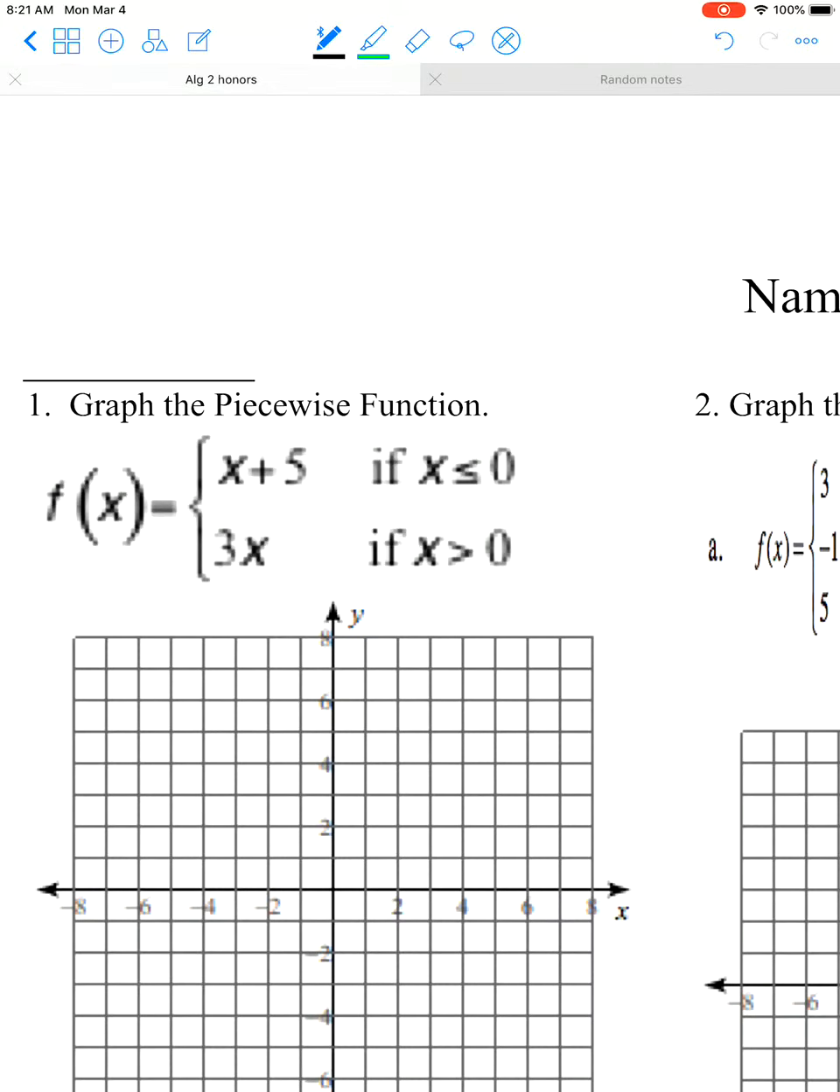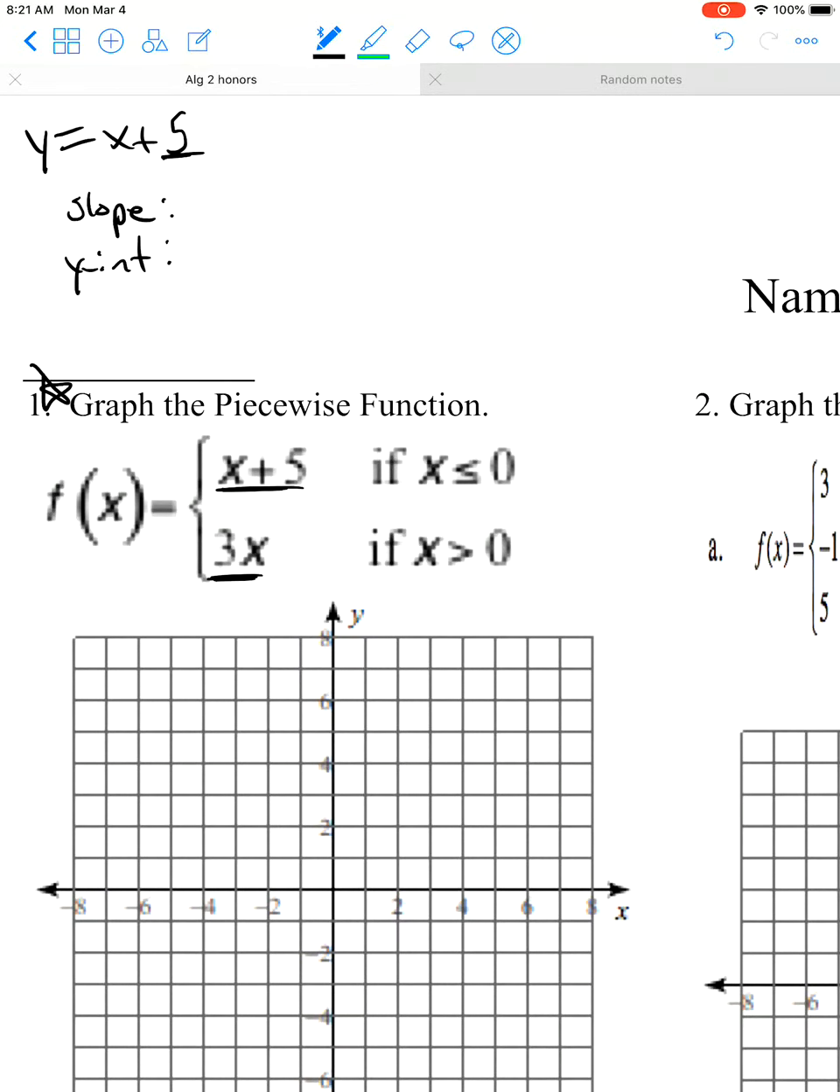Here we go. So I'm looking at this first one right here. It says graph the piecewise function. Okay, so we have this part that says x plus 5 and this part that says 3x. So really, I'm going to graph the equation y equals x plus 5. And I'm thinking to graph this, I need to know the slope and I need to know the y-intercept.